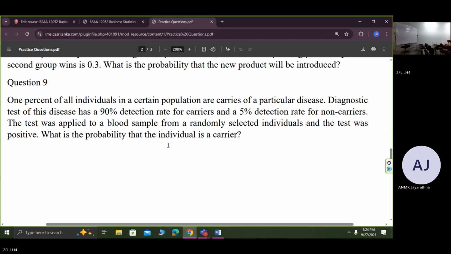Okay, finish. Why? Then here the question says 1% of all individuals in a certain population are carriers of a particular disease. Okay, then it means in Sinhala, rogavahakyo kiyanne. Okay, then here 1% is there. Okay, then the 1% of the population shows the symptoms of the particular disease.